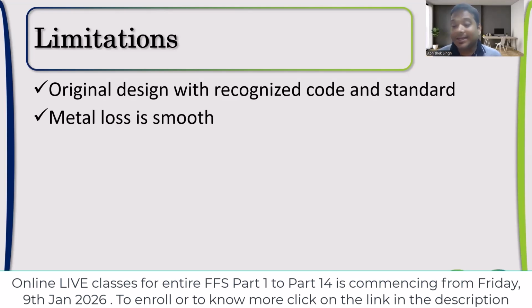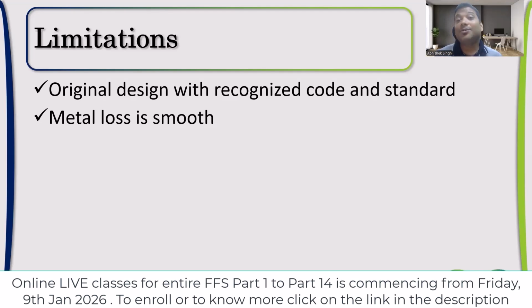For general metal loss, it has to be smooth. It should not be sudden or localized. It has to be a very smooth kind of metal loss. Is it not applicable to non-code? No, non-code is different. You may not have stamped that vessel using Section 8 Division 1, but the construction code remains Section 8 Division 1. It does not matter whether your vessel was stamped or not. If the construction code is Section 8 Division 1, even though it is not stamped, you can apply.